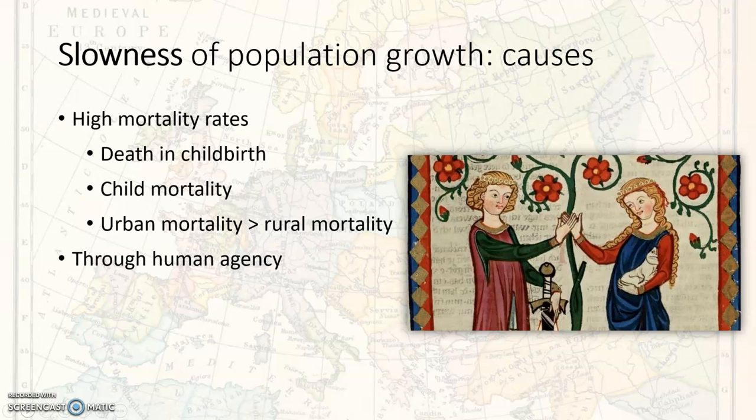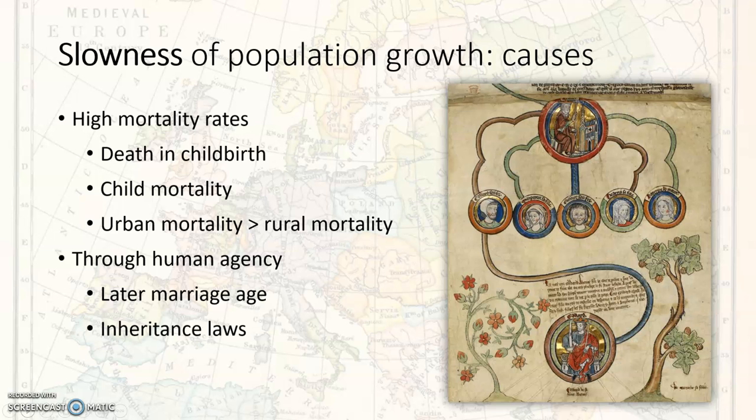The slowness of population growth was also due to human agency. During the late Middle Ages, women usually married when they were between 20 and 25 years old, which was at a later average age than during previous centuries. Many women remained unmarried, and they got fewer children than married women. Laws on inheritance also played an important role. The inheritance would be divided between all children. Hence, the fewer children a couple had, the bigger the inheritance part for each child.